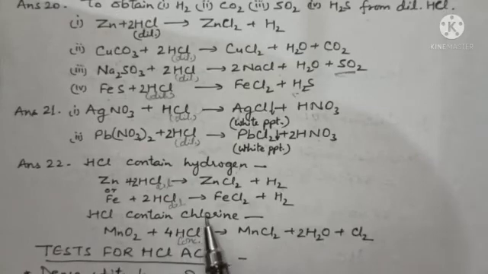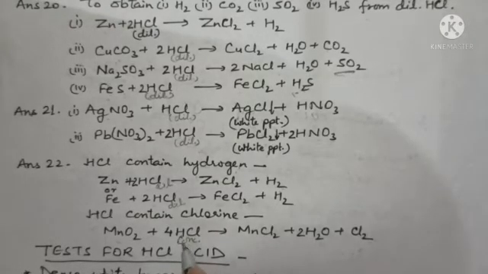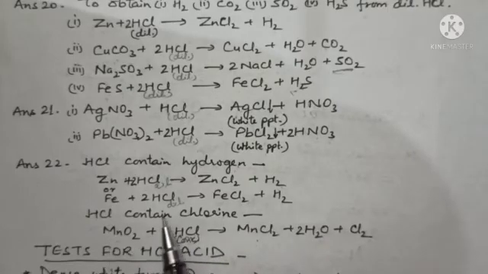Right? HCl contains chlorine. How will you prove that? For that, you just take manganese dioxide and hydrochloric acid, but this time you will take concentrated hydrochloric acid. Which acid will you take? Concentrated hydrochloric acid, and you will get manganese chloride, and water, and chlorine gas is formed, which proves that HCl contains chlorine.